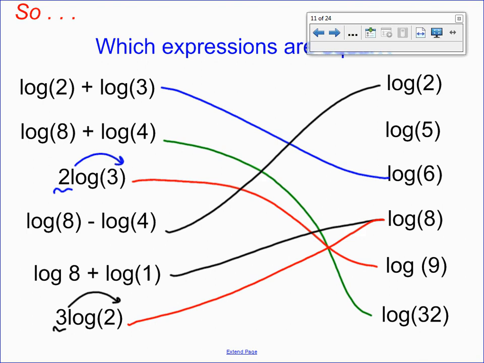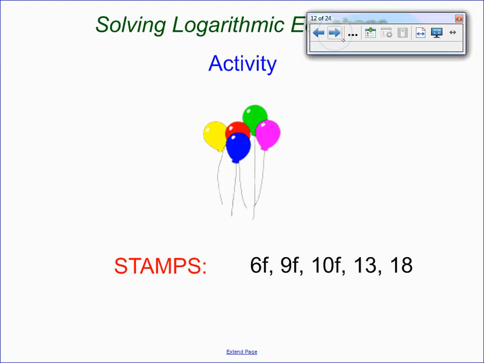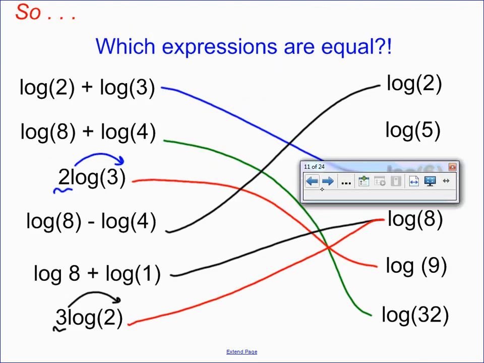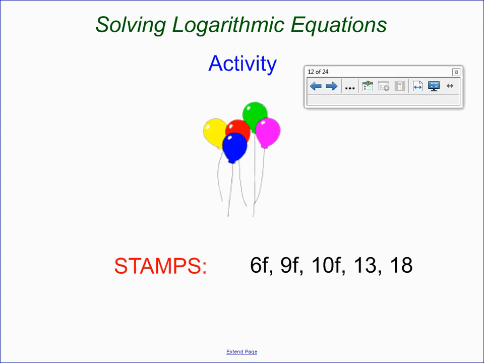What questions do you have about our matching? Then we're going to go ahead and begin now with our logarithmic equations activity. We're going to be working together in our small cooperative learning groups, and we have several stamped eligible items. We've got 6F, 9F, 10F, 13, and 18. I've posted my worked out solutions on the rear whiteboard. So you'll notice that we've got two separate answer keys out there.